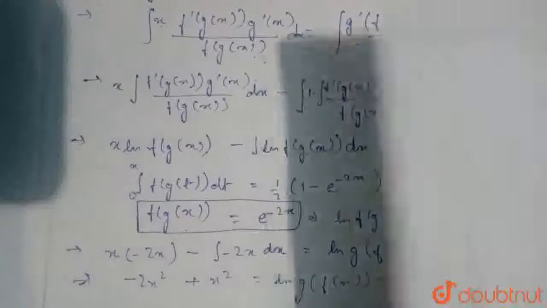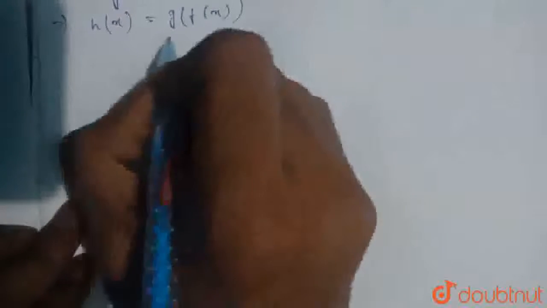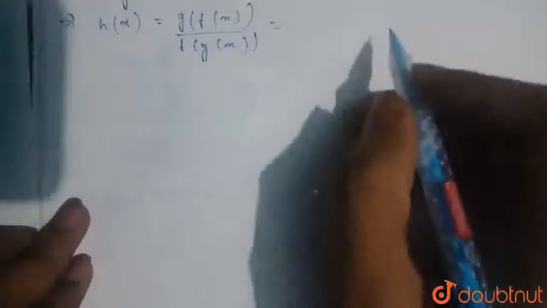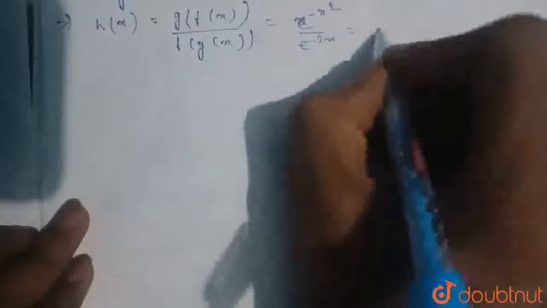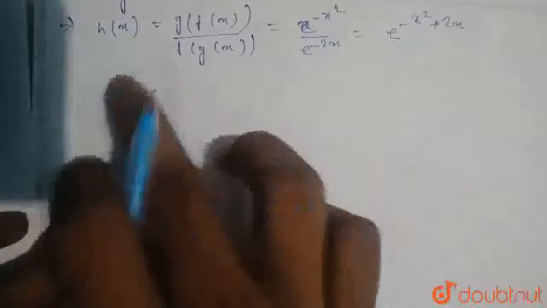And now from the given value of h(x): what is h(x)? h(x) is g of f of x upon f of g of x. So we'll put the values. g of f of x was e raised to the power minus x square, and f of g of x was e raised to the power minus 2x. So it will be e raised to the power minus x square plus 2x, isn't it? Now h(x) is known to us.